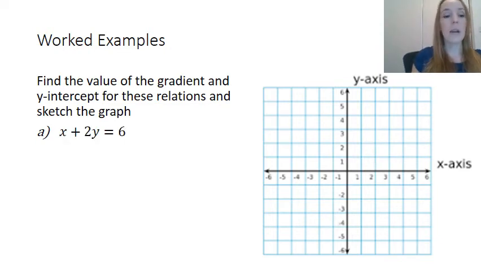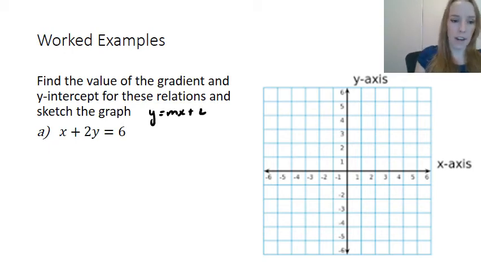Okay, for our second one, we need to find the value of the gradient and the y-intercept for the relation and sketch the graph. Now, if you look at our formula, that is not in a formula that we like, because remember, we want y equals mx plus c, and we don't have that. So what we're going to have to do is rearrange that formula so it gets into the order that we like. So remember, I'll write up here, we want y equals mx plus c. So the first thing I'm going to do is take x from both sides so that we now have y by itself.